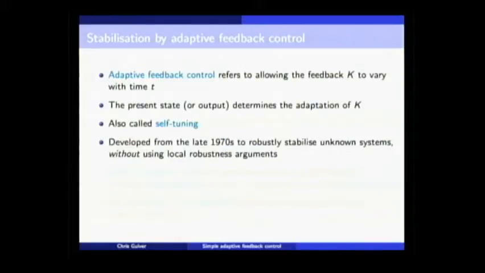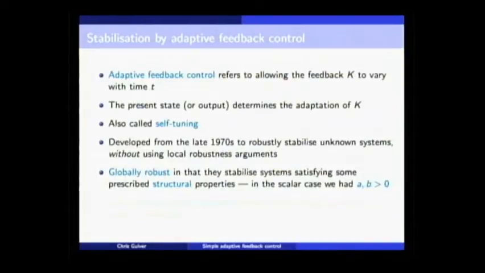It's a global one. All that I know is that I need some structural properties. In particular, I needed A and B positive. If B were negative, this thing wouldn't have worked. It would have sent x down to minus infinity. So I still need some knowledge, but I just need a sort of structural property.